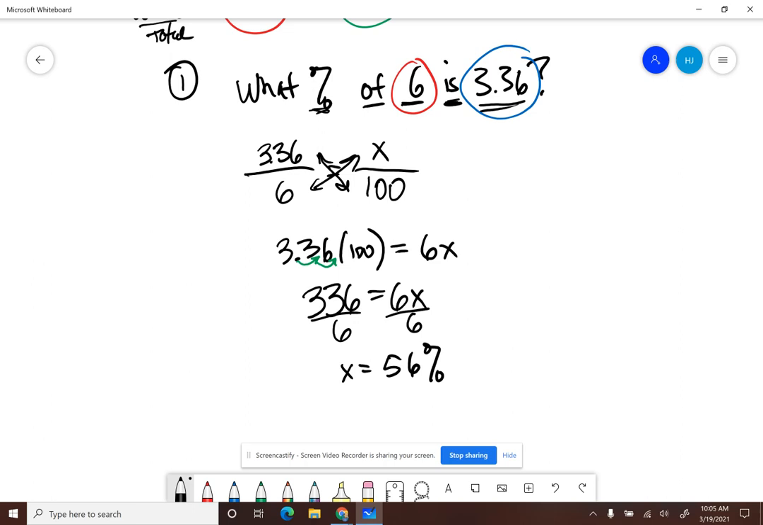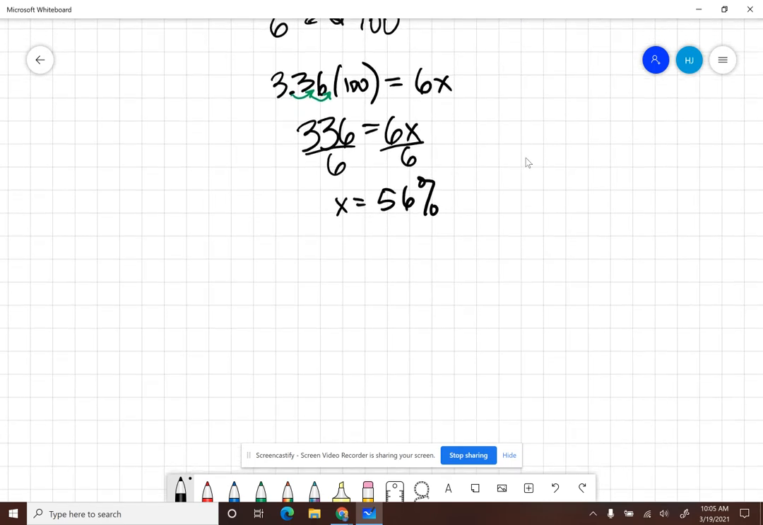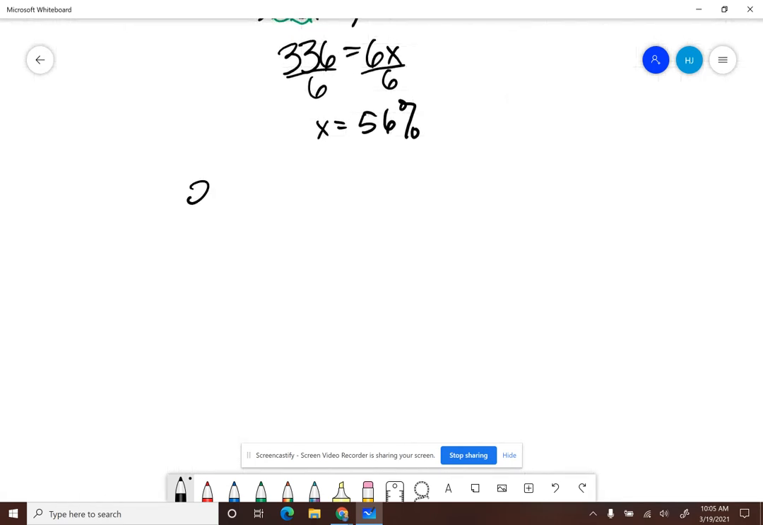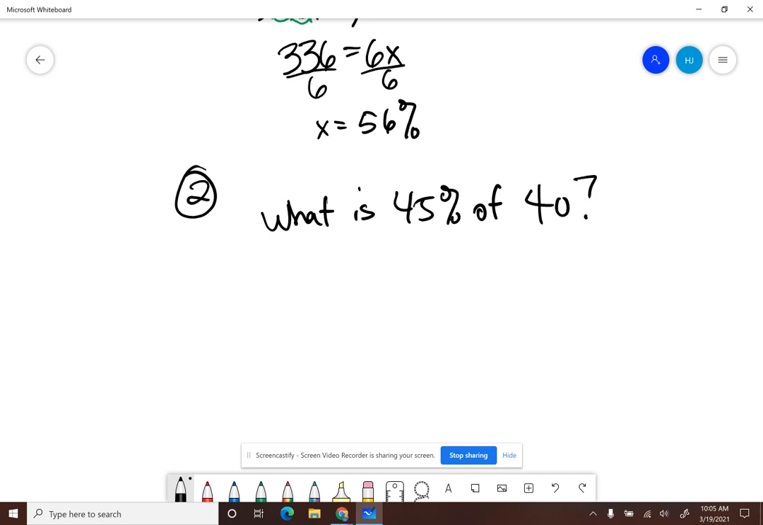Okay. So again, you can use the Desmos calculator to help you to do the math. But again, these are kind of things that we have to set up. So let's talk about number 2. Number 2 says, what is 45% of 40? So what is 45% of 40?